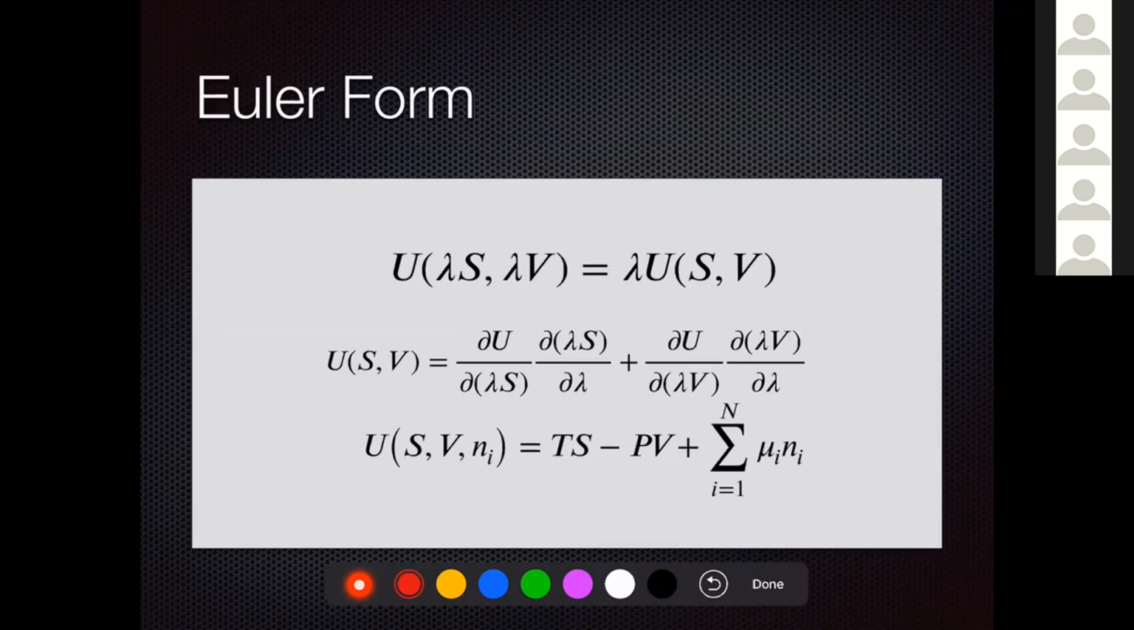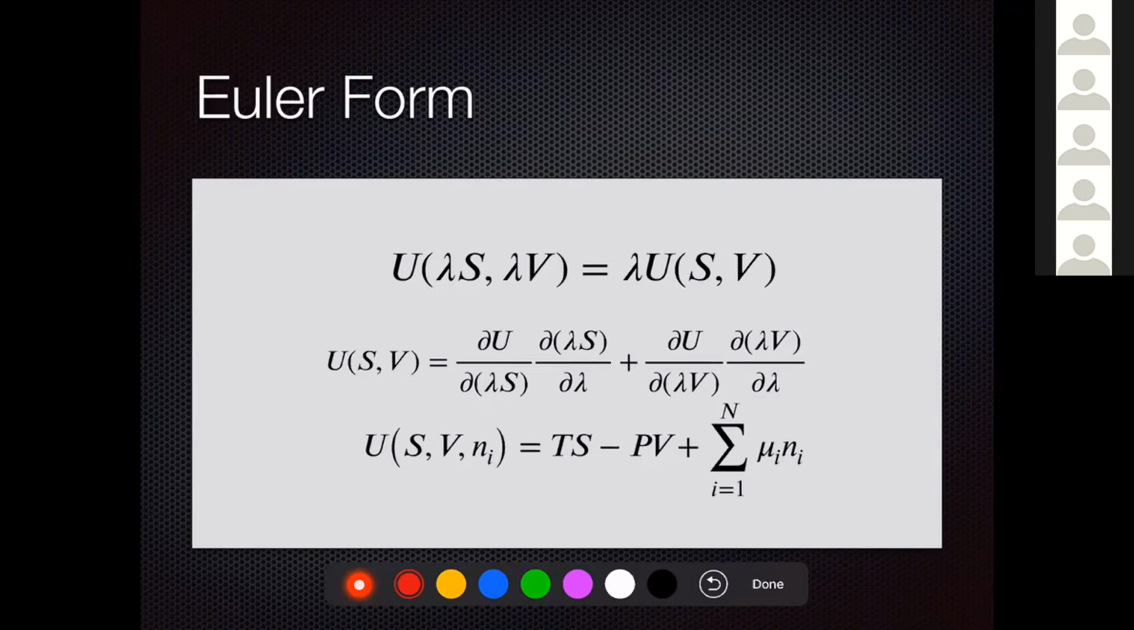Now, the first statement that you see there, that U of lambda S, lambda V, so entropy and volume multiplied by some constant, equals lambda U, when U is a function of entropy and volume, is not just any old function, right? It is only true because entropy and volume are real physical quantities which have very special properties. If you took some thermodynamics, one of their properties is they're extensive, right? That you can multiply them by something, and that will work, right?